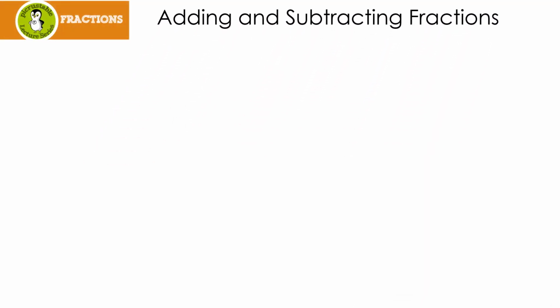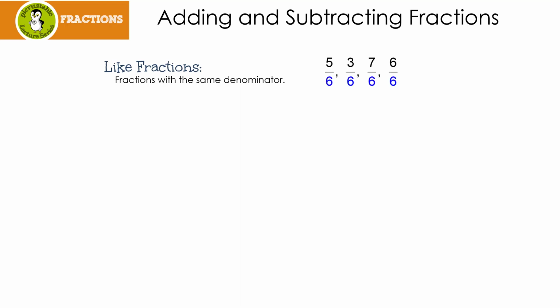Let's first review a couple things about fractions. When we have like fractions, these are fractions with the same denominator or the same bottom. For instance, 5/6, 3/6, 7/6, 6/6, and so on. You'll notice that the denominator or the bottom are all the same.